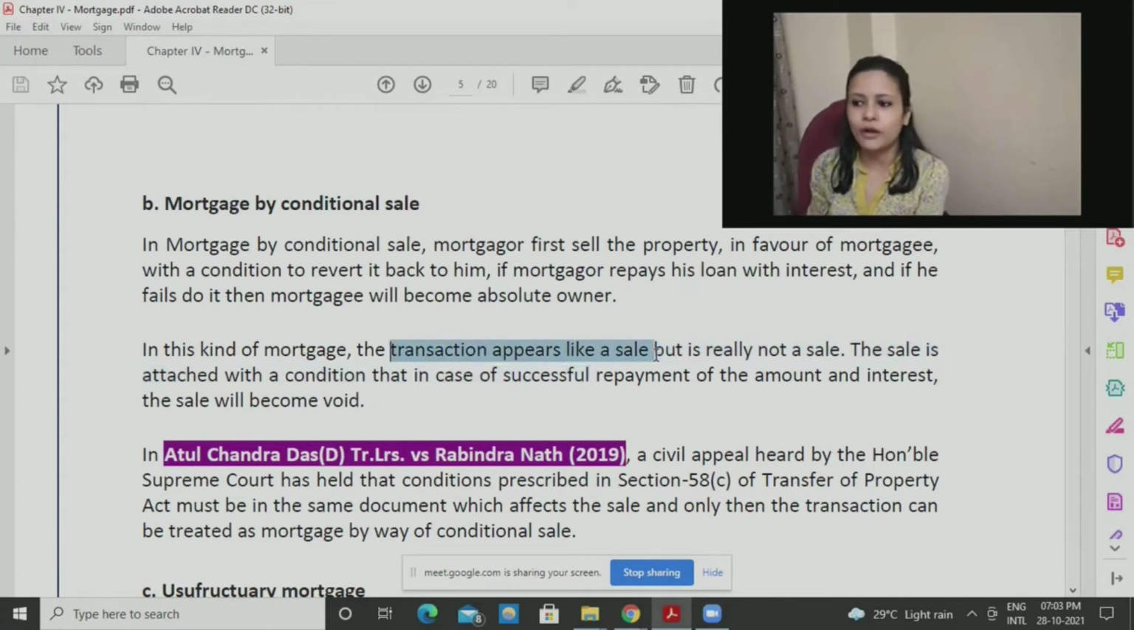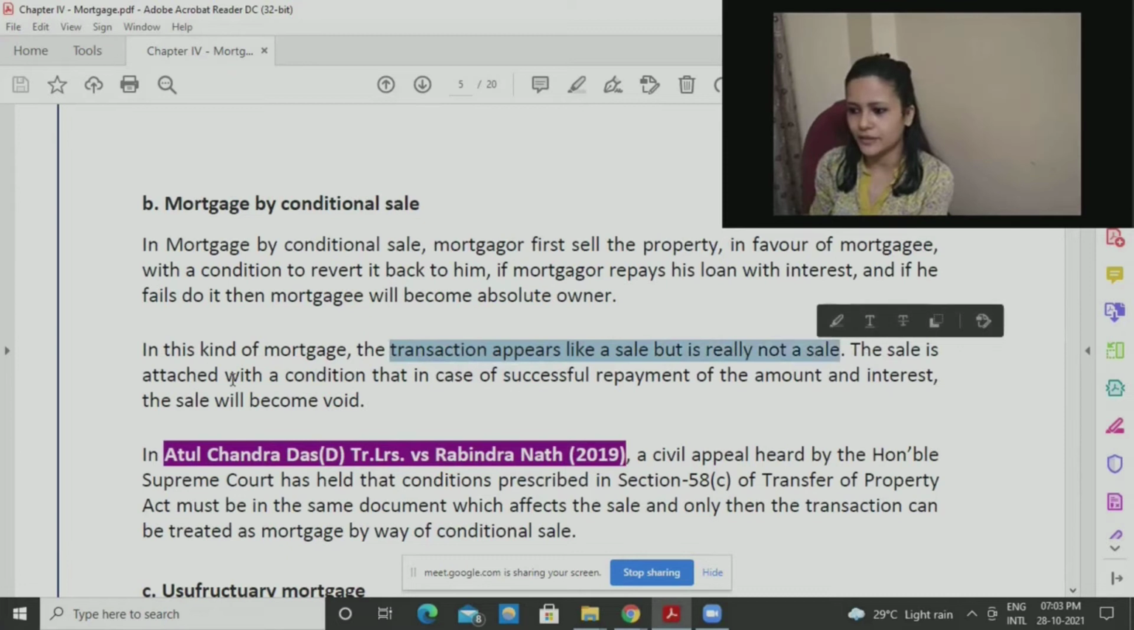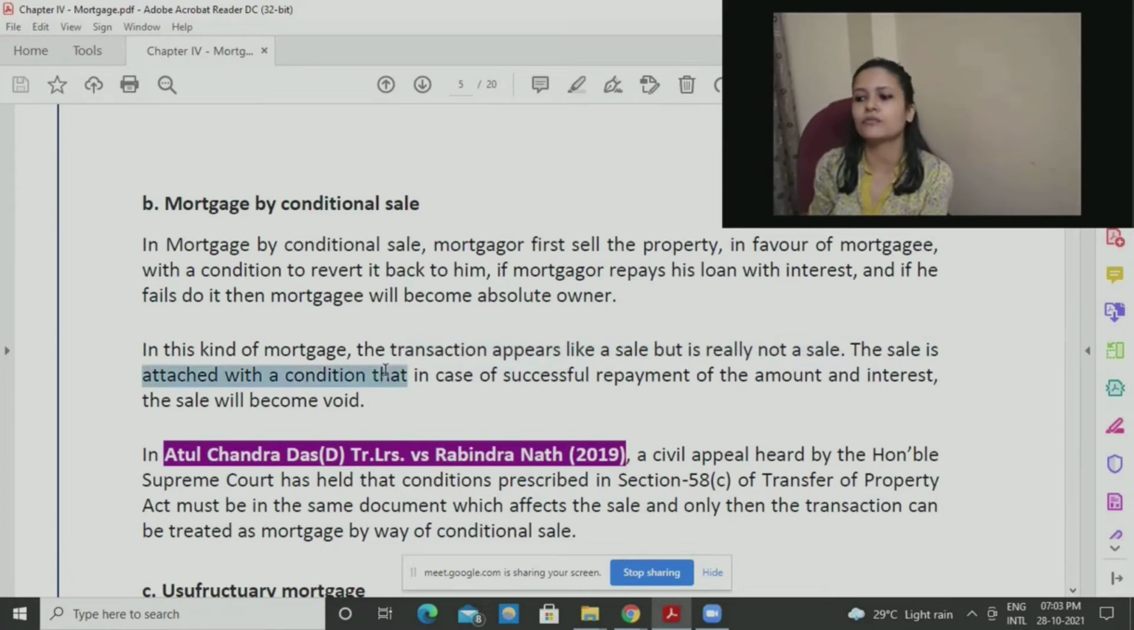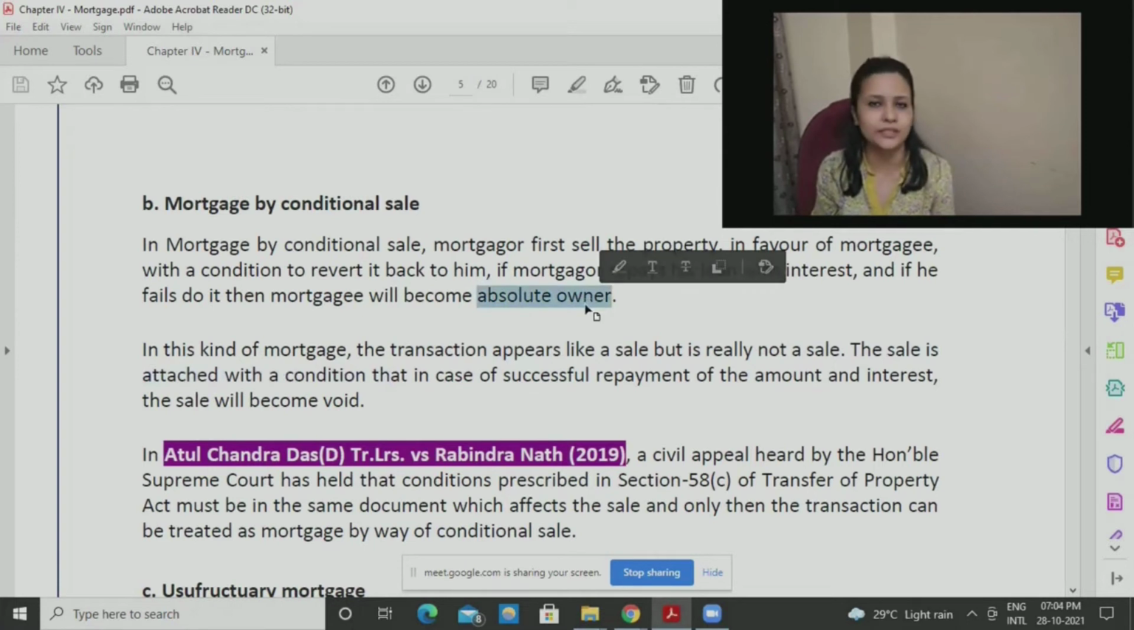If we look from outside, yes, it is a conditional sale. What if a condition is that it still is a sale? But in reality, it's not like a sale because it is coming with one condition. Until this person has this time to repay the amount, the sale is not yet completed. That's why we are saying the person can eventually become the absolute owner. For now, he is not an absolute owner.